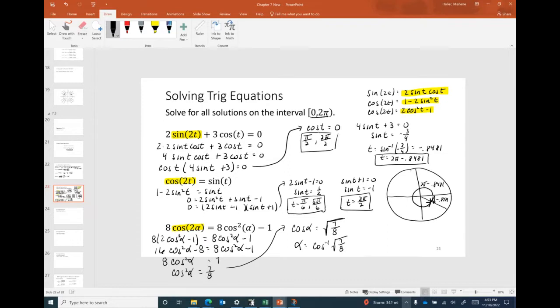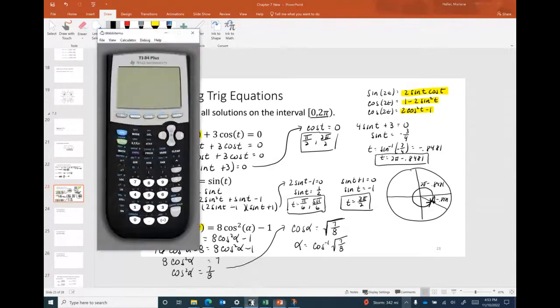Okay. Now, do we want a positive or negative here? I think we do, because we're solving for a variable, right? Let's see what we get. Come back to that. All right, so inverse cosine of the square root of 7 divided by 8. Okay, and there's our answer, 0.3614.